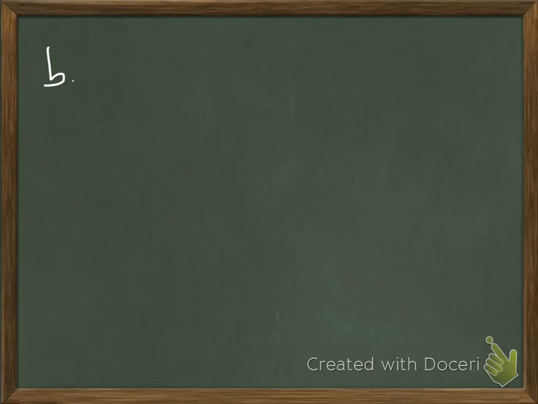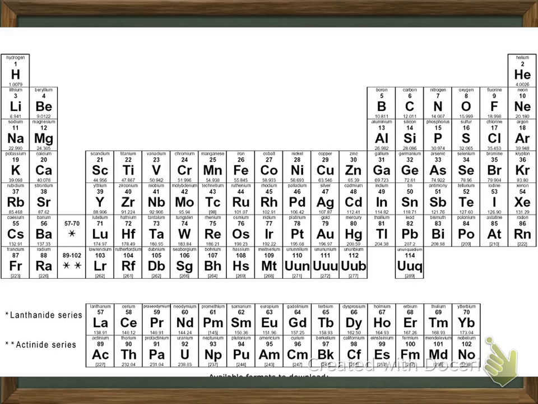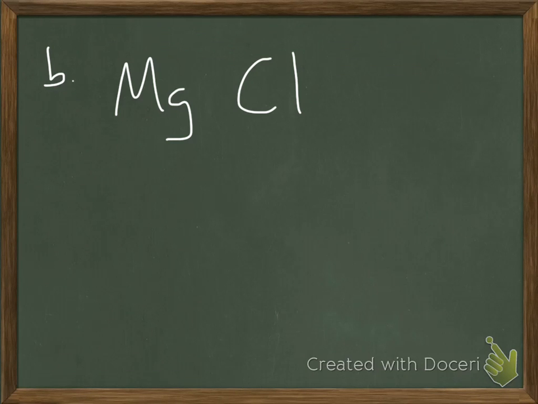It says magnesium and chlorine. Magnesium, oops, that should be uppercase. Magnesium is Mg. Chlorine looks like this. I know it's ionic because it's a metal and a nonmetal. Next, I need to figure out the oxidation numbers of each element. Let's find magnesium. See if you can find it yourself. Magnesium is over here. It's in group 2. That means that it's going to lose 2 electrons in order to be happy. If you lose 2, then your charge is going to be positive 2. So over here, I'll add a positive 2.